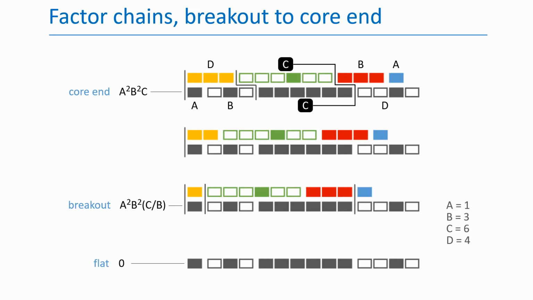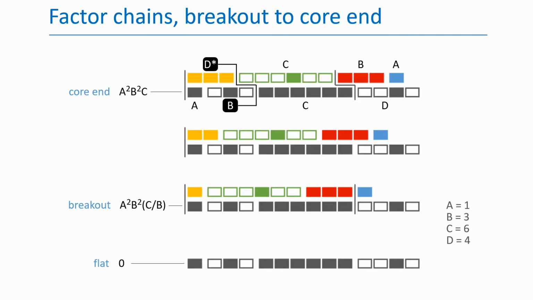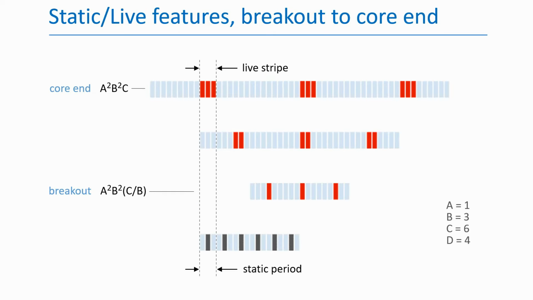In terms of factors, the live chain continues to rise to the core end, where there are two shared ceilings. First, live C shares a ceiling with static C. In spatial terms, this means the live period is as wide as the static array. And second, live D shares a ceiling with static B. In spatial terms, this corresponds to the live stripe being as wide as the static period.